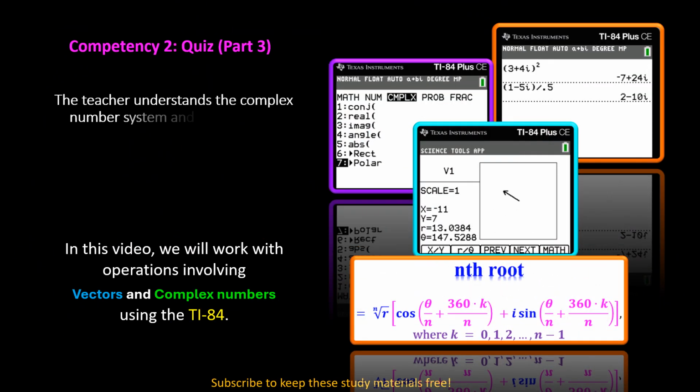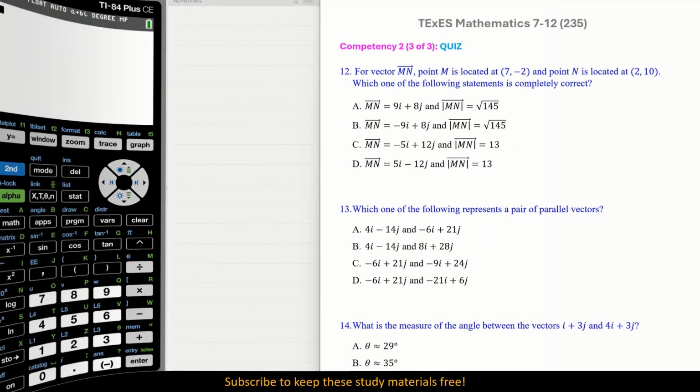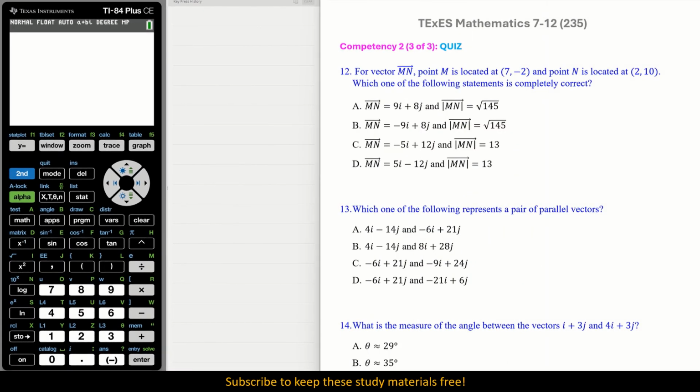Welcome to part 3 of Competency 2 quiz. In this video, we will work with operations involving vectors and complex numbers. Number 12. For vector MN, point M is located at 7, -2, and point N is located at 2, 10. Which one of the following statements is completely correct?